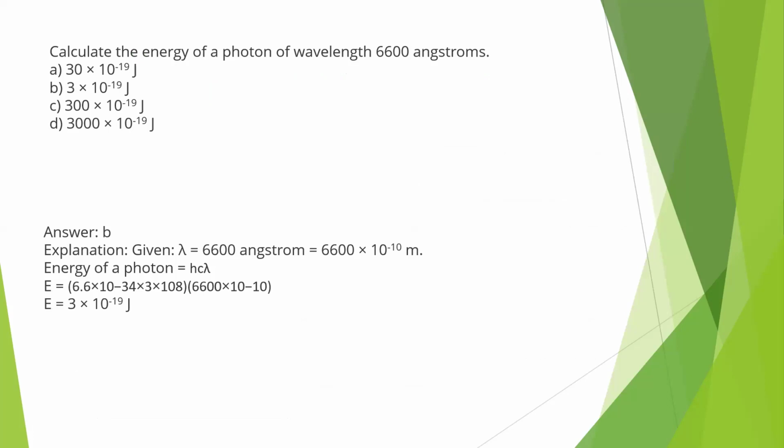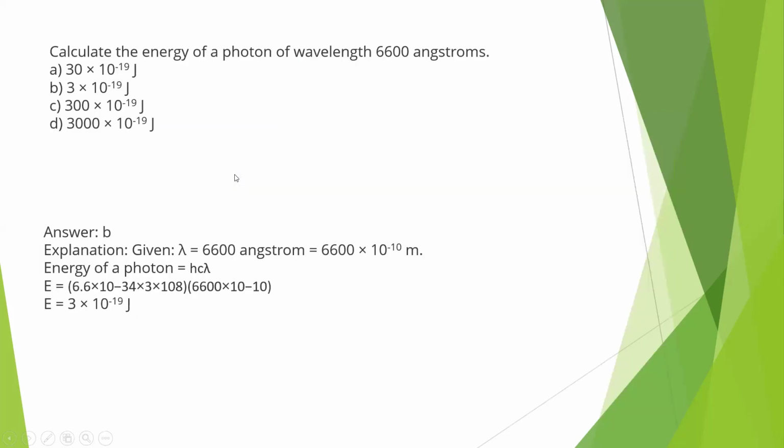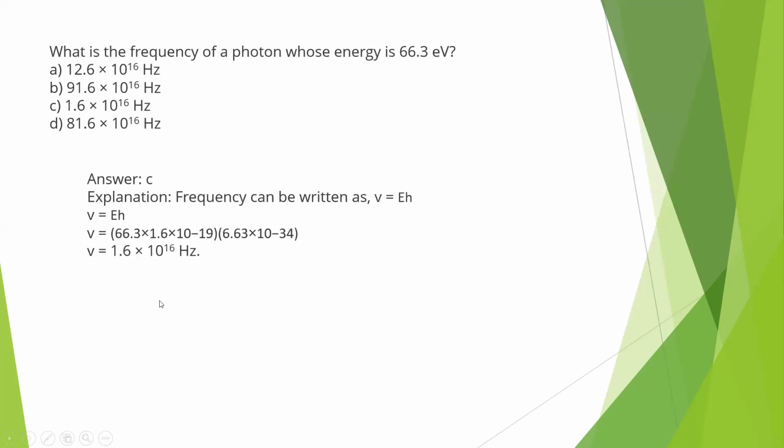Calculate the energy of a photon of wavelength 6600 Angstrom. The unit Angstrom is nothing but 10 to the power minus 10 meter. Again, it is a direct equation. You have to find the energy, E equal to h nu, but the wavelength is given, so we have a different equation here: E equal to hc by lambda. So energy of a photon is hc by lambda. Directly you can put the values.